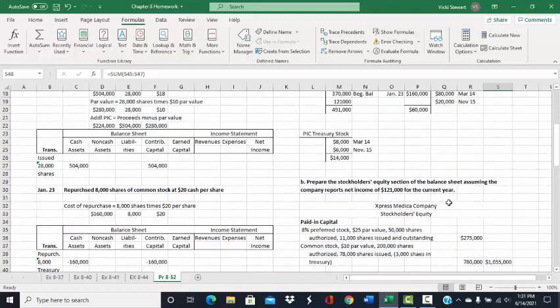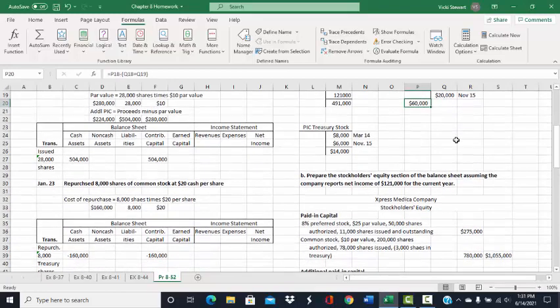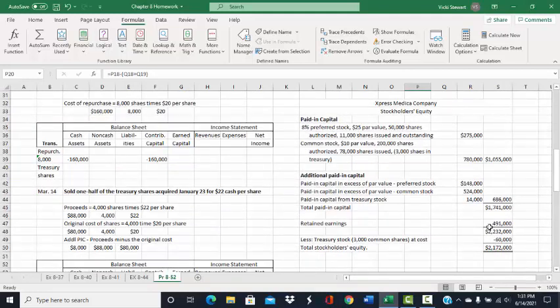$2,232,000, and we have to subtract from that our treasury stock balance, which is $60,000. So our ending stockholders' equity amount is $2,172,000. And that is the conclusion of the demonstration for problem 852.